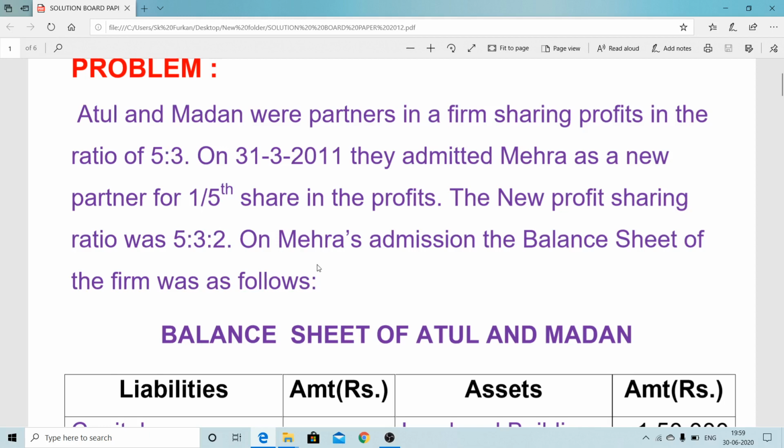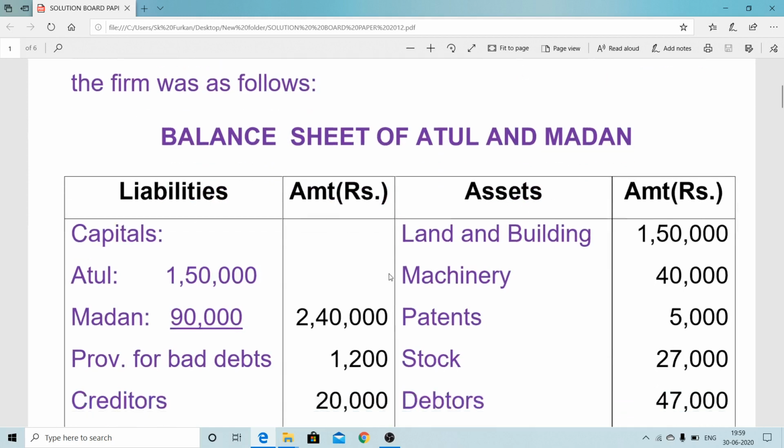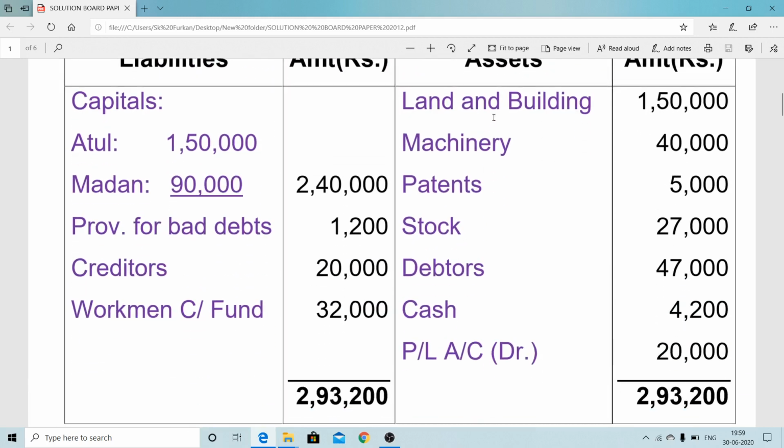On the date of the new partner's admission, that is Mehra's admission, the balance sheet of Atul and Madun was as below. This is as usual, all known terms. Land and building 1,50,000, fixed asset, that is machinery 40,000, another fixed asset, patent, an intangible fixed asset, 5,000, stock 27,000, debtors 47,000. Now here debtors are provided as 47,000.